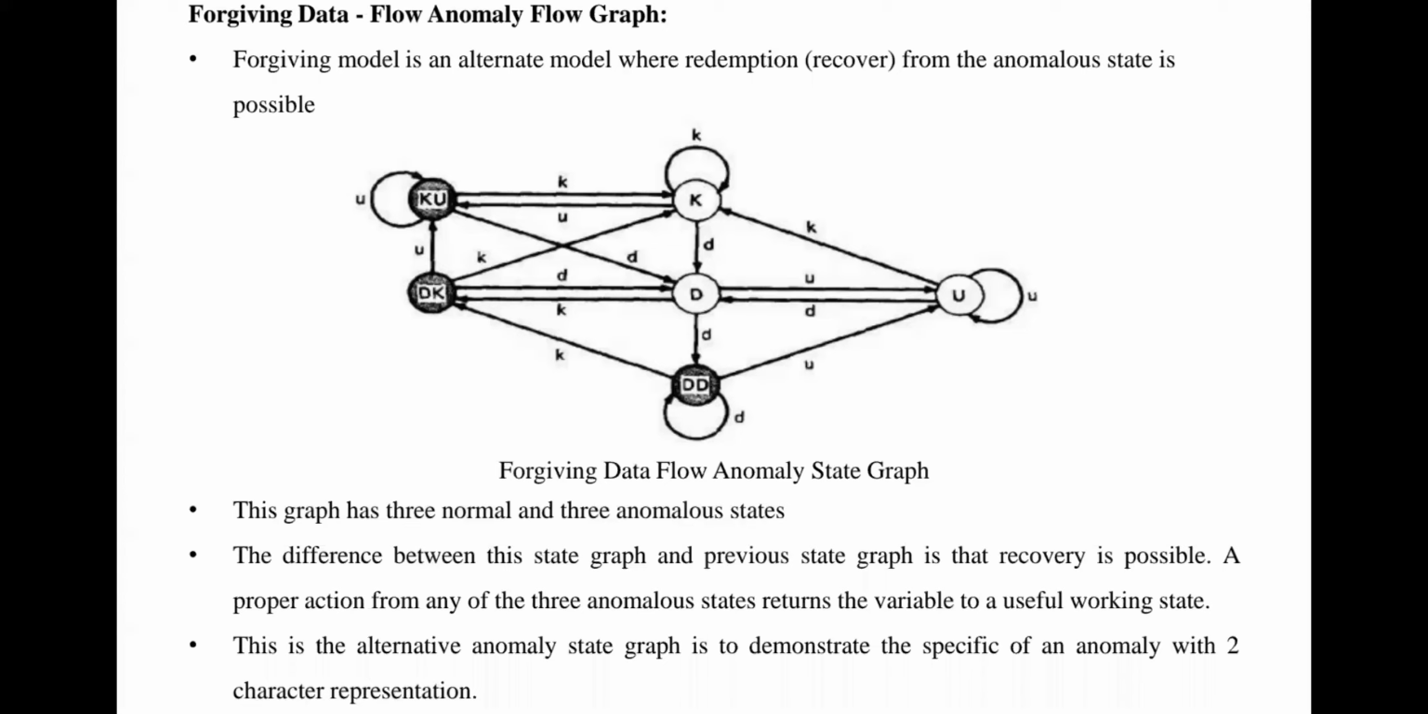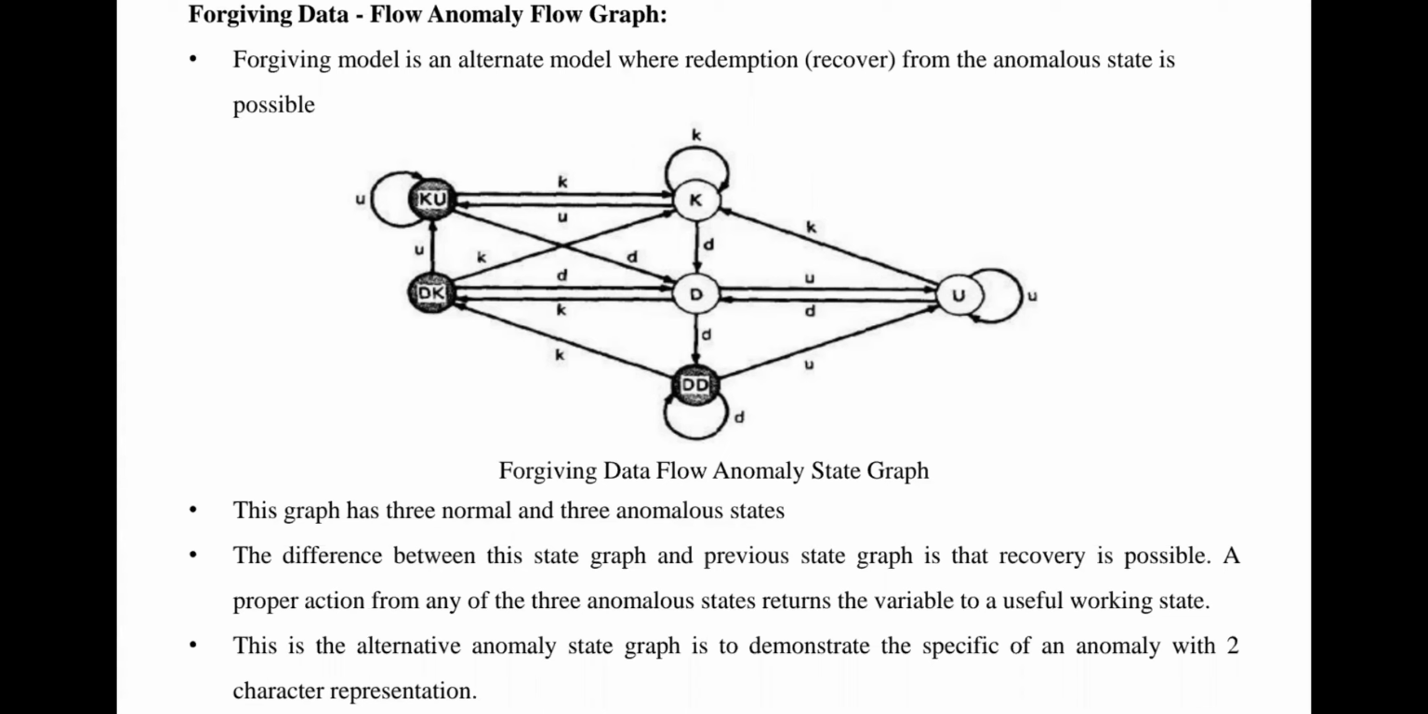Whenever a variable goes to an anomaly state, either KU or DK or DD in forgiving data, it can recover from the anomaly state to the normal state. That is the main use of forgiving data flow anomaly. Okay. So this graph has 3 normal and 3 anomaly states. We have 3 normal states called K, D, U, and 3 anomaly states called KU, DK, and DD. Okay. So the difference between this state graph and the previous state graph is that recovery is possible.